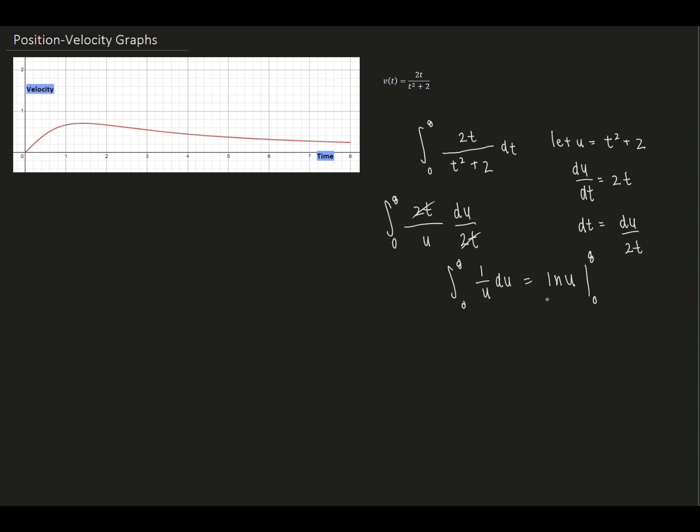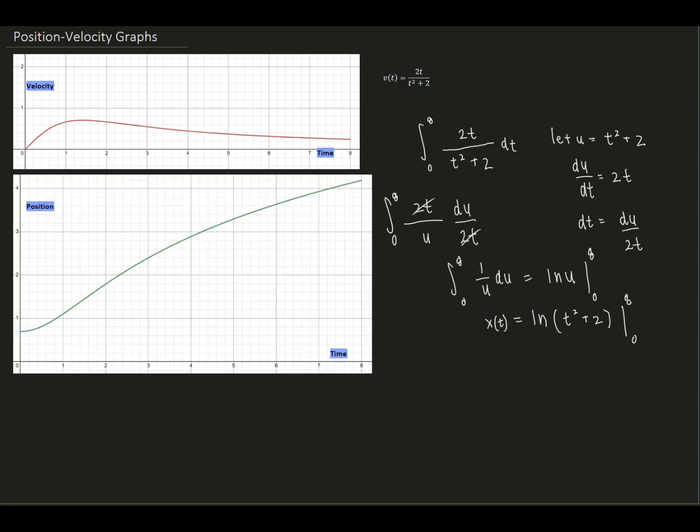I undo the substitution, right? What did we say u was? t squared plus 2, so it's the natural log of t squared plus 2, evaluated from 0 to 8. Now I can leave it here and I can actually graph this. This is now the x of t function, which is going to look like this graph right here. So this is position in terms of time. And I can actually evaluate this, right? So I can look at my calculator. I do the natural log of 8 squared plus 2 minus the natural log of 0 squared plus 2. And I get that.